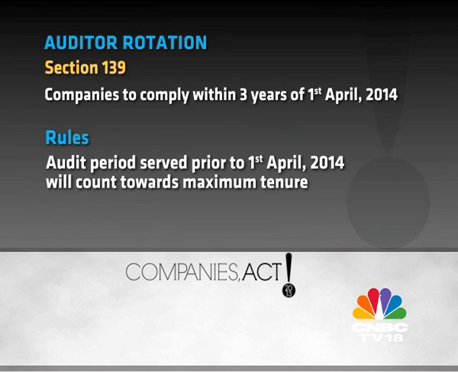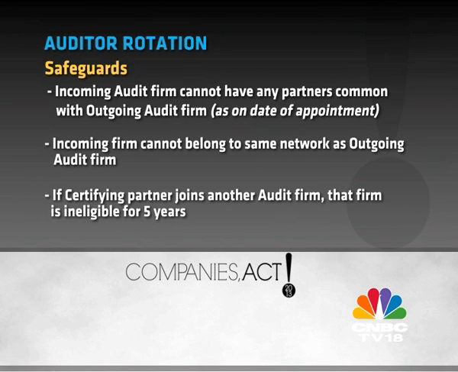The law also applies several safeguards. An incoming audit firm cannot have any partners common with the outgoing audit firm. An incoming audit firm cannot belong to the same network as the outgoing audit firm. And if the certifying partner joins another audit firm, that audit firm becomes ineligible for a period of 5 years.